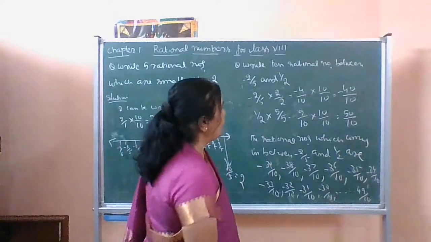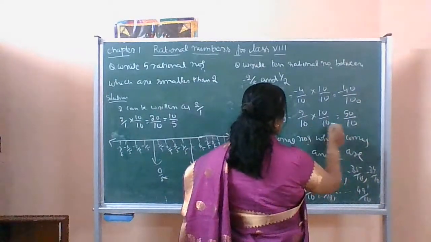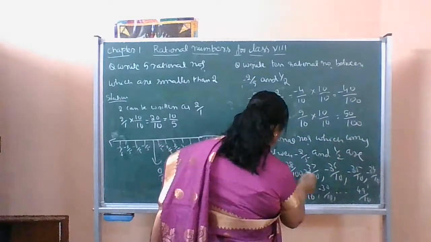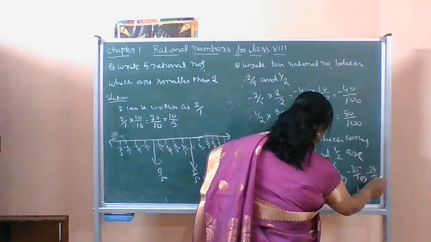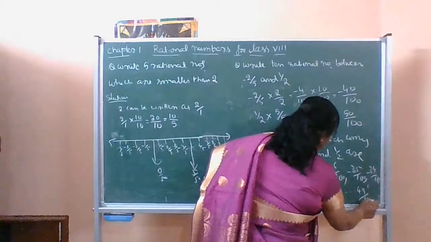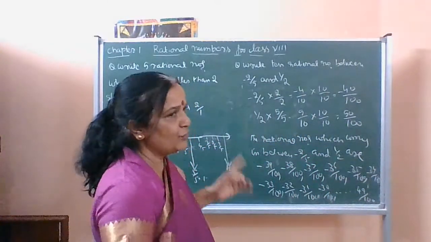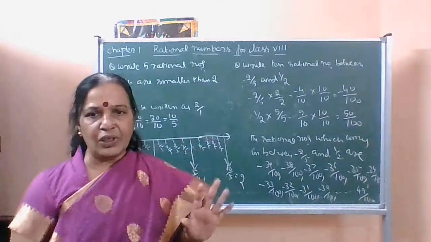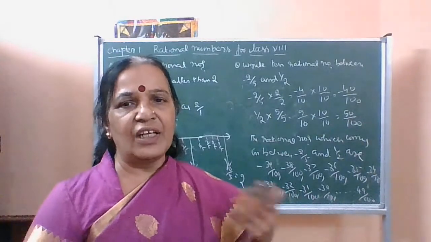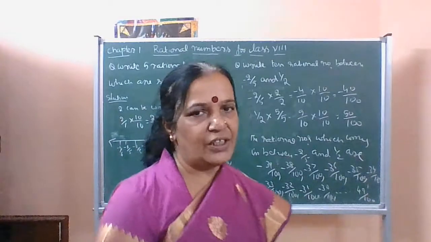More than that, 10 into 10 is 100. Everywhere you have to write 100, till 49 by 100. You can write many rational numbers if you use this method. If you want only 10, you can multiply by 6 only, or 5. Like that, if you multiply, you will get any number of rational numbers.